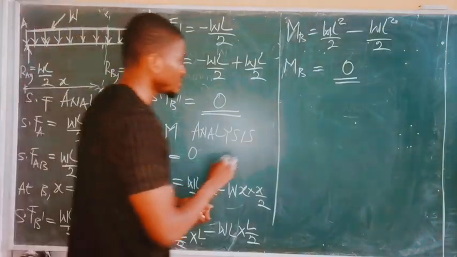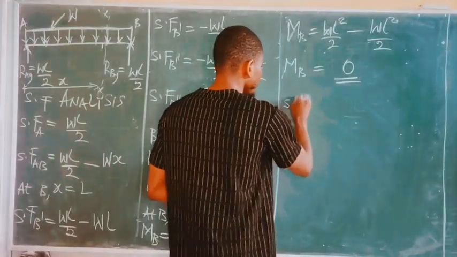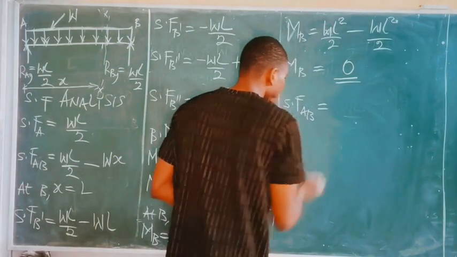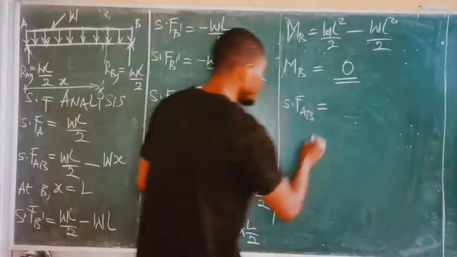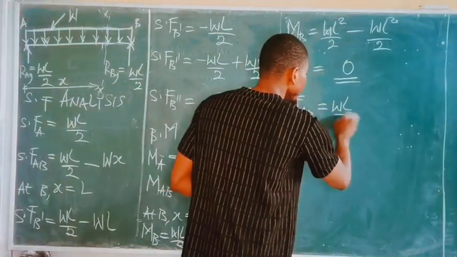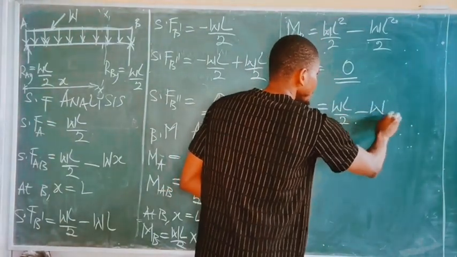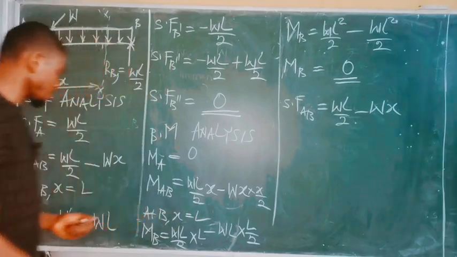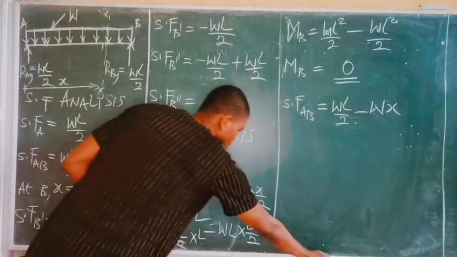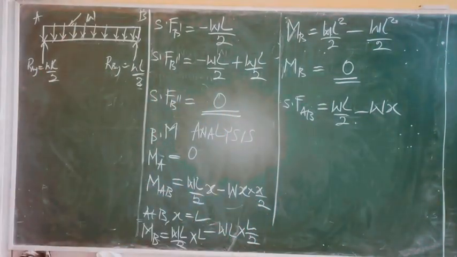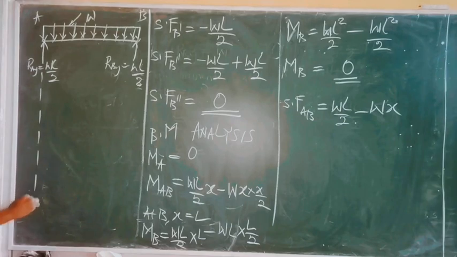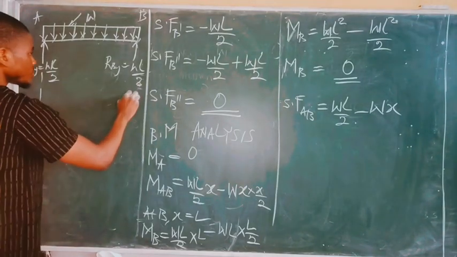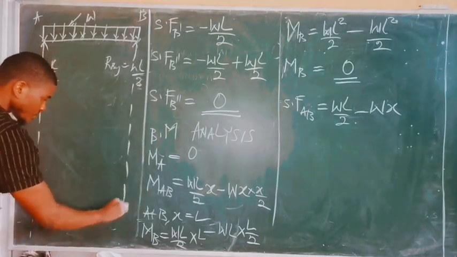Shear force AB equals WL over 2 minus WX. Okay, so to draw the shear force and bending moment diagram, we trace down all the points. So we have point A, trace it down, and you have point B also, trace point B down.